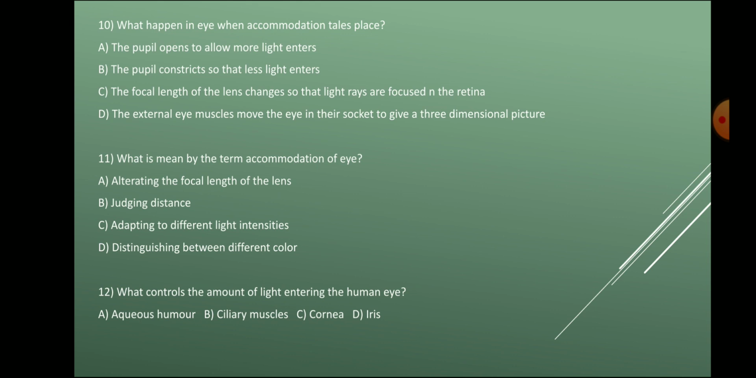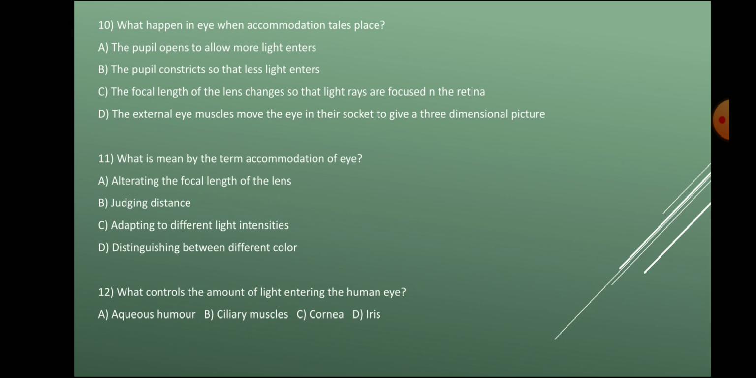The next question is, what controls the amount of light entering the human eye? The options are: A, aqueous humor. B, ciliary muscles. C, cornea. And D, iris. So the correct answer is iris.